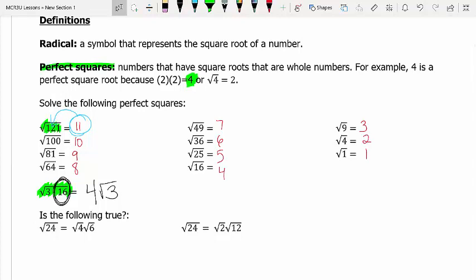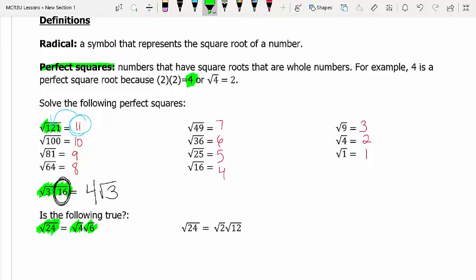Take a second here. Play around with these expressions. Is the square root of 24 the same as taking the square root of 4 and multiplying it by the square root of 6? Notice that 4 times 6 is 24, so that means 4 and 6 are factors of 24.